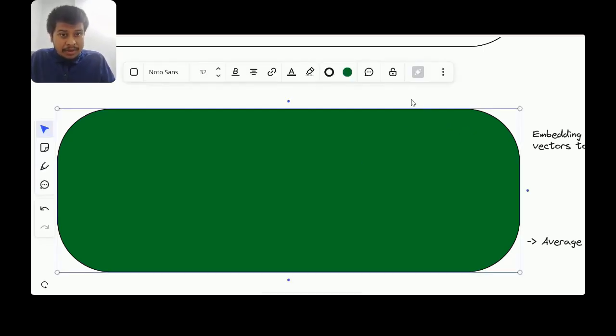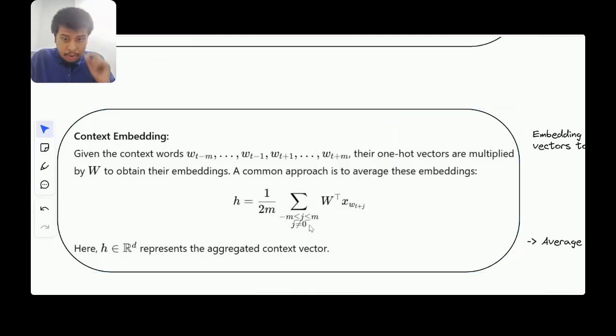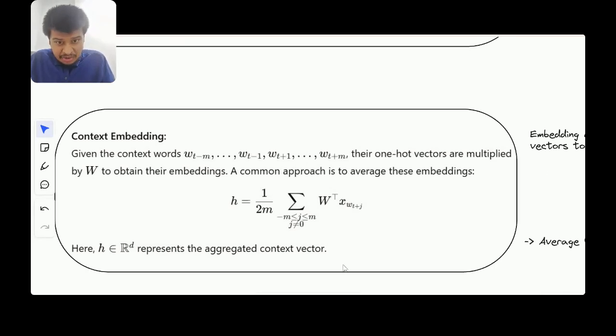And how do we calculate this? We take the average. How do we get that average? First of all, we take the sum of each and every element in the matrix for each and every word. For each and every word, we got this low dimensional dense representation, right? So all of these vectors would be added, and then they would be divided by 2 into m. So what is this m?